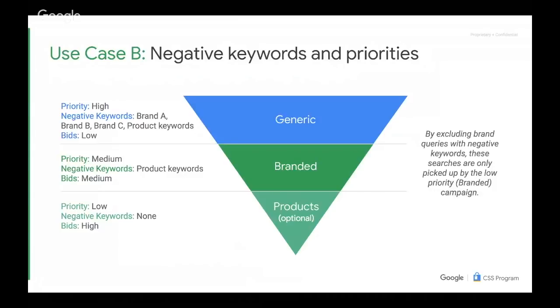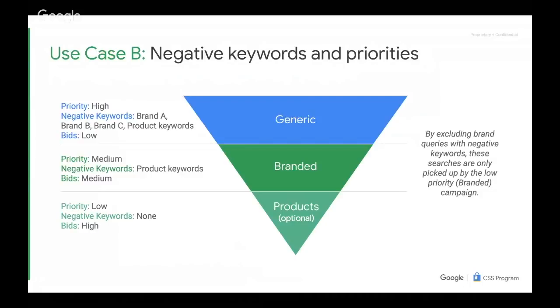However, we set the bids quite low because the traffic tends to be less valuable in terms of sales. We want to show ads, but it doesn't make sense to pay a high cost per click. We've also added a list of negative keywords here, so we don't show on any brand searches like Adidas sneakers and so on. Those searches are instead captured by the next level in the funnel.